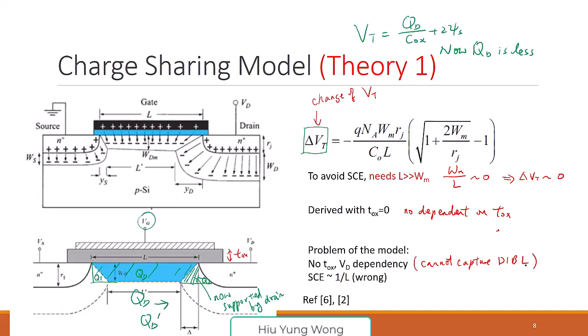Okay, and it also gives the wrong relationship. It looks like short channel effects goes down with 1 over L, but which is not true. Okay, but that is okay. The point is this is a simple model. Any question about this model? This is called charge sharing model, right? The drain helps me to support some of the charge. I have less charge to support as a gate.